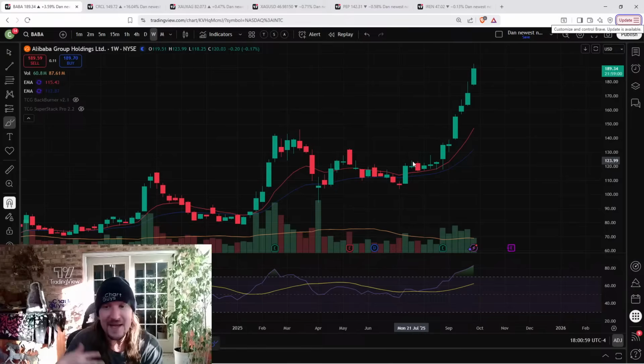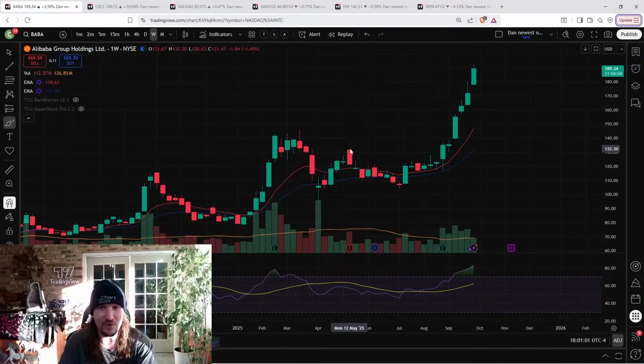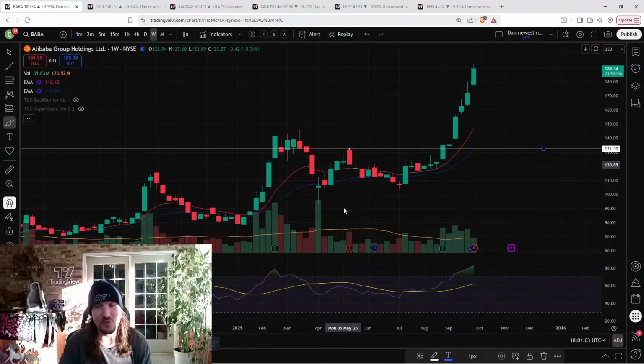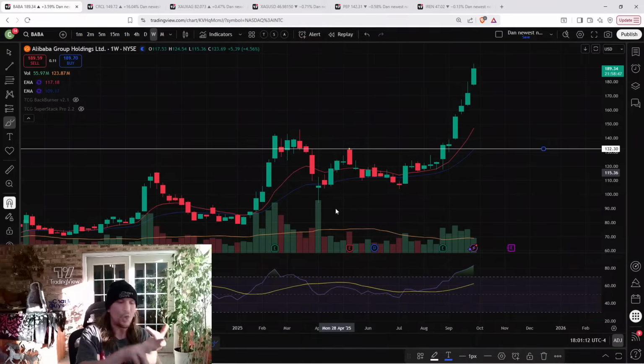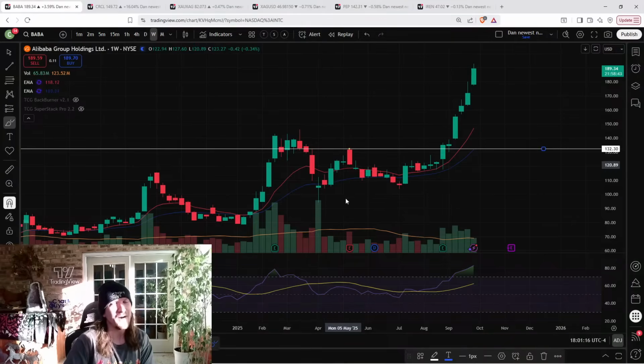And again, if you're waiting for the bull break, a late one was 132. And then we go up 50%. So it's late, but it's showing you the direction. It's showing you the momentum is there. And then it's up 50% in 5 weeks.